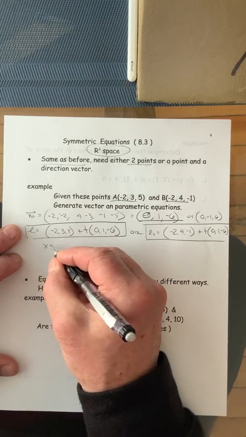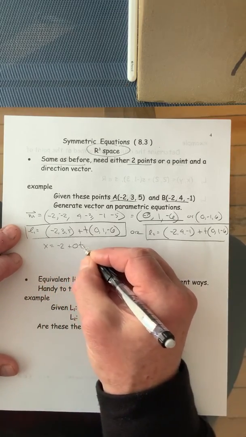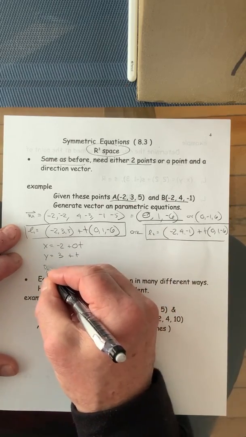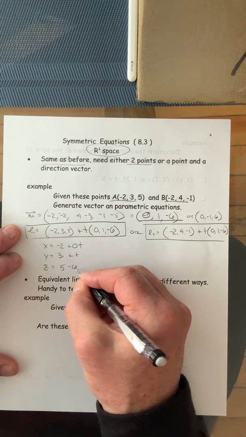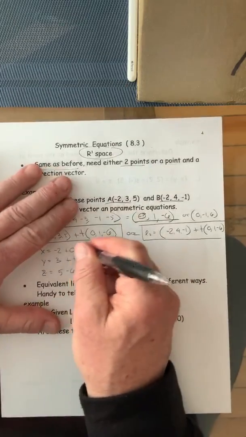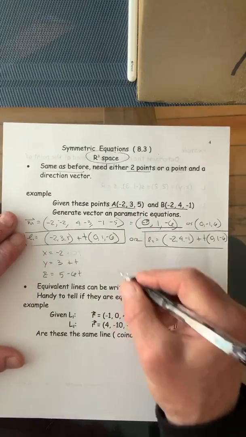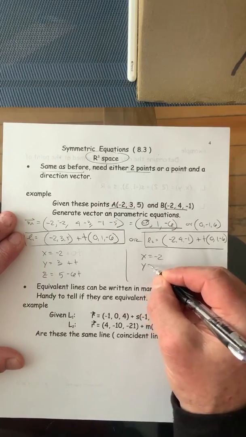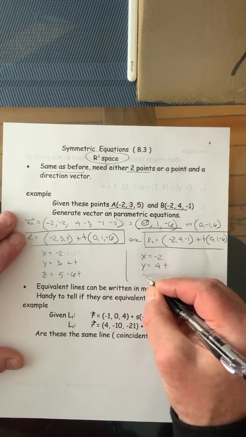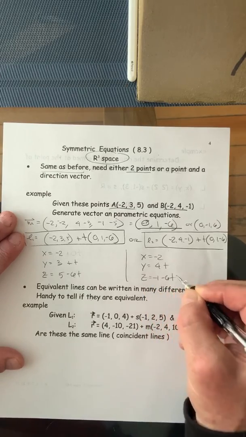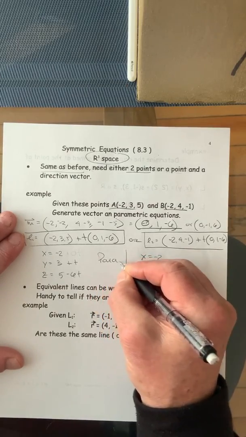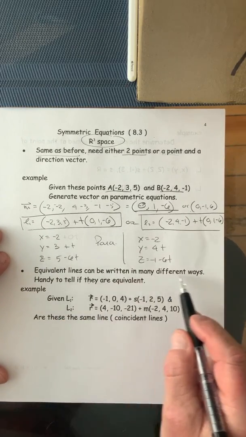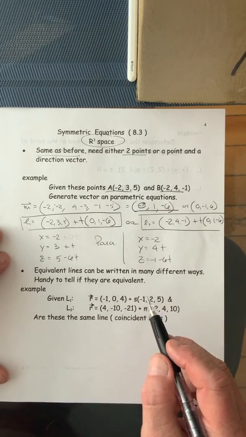For this one, I would have gotten x equals -2 plus 0t, y equals 3 plus t, z equals 5 minus 6t. In all likelihood, we just simply wouldn't write this down. But you could. If I had used this one, x equals -2, y equals 4 plus t, z equals -1 minus 6t. These are parametric equations. Easy enough. Equivalent lines can be written in many different ways. Handy to tell if they're equivalent.